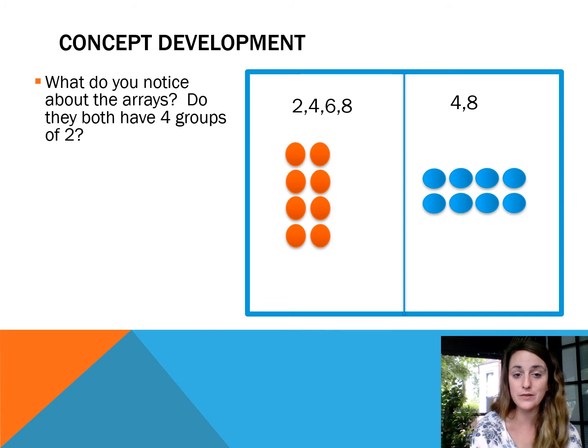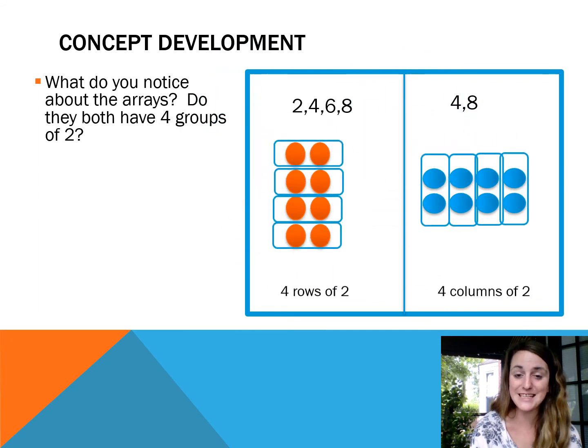What do you notice about the arrays? Do they both have 4 groups of 2? Yes, they both do. In 2, 4, 6, 8, we see 4 rows of 2. In 4, 8, we have 4 columns of 2. Columns is a new word for us. You use it along with rows. Rows go horizontally, while columns go vertically.